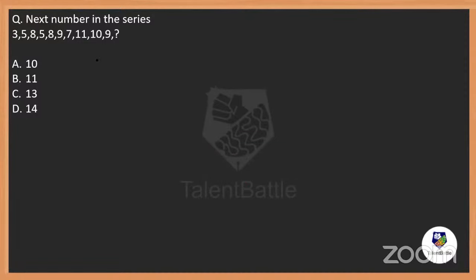So here is a series and we need to find out what is the next number in the particular series. So they gave us the series. The series is like this: 3, 5, 8, 5, 8, 9, 7, 11, 10 and 9. So the next one we are supposed to identify. You just have a look, maybe if you can find out 3, 5, 8. The numbers are not having same increases or decreases. They are just randomly written, it seems like. But there will be some logic. We need to figure out that logic between these numbers.